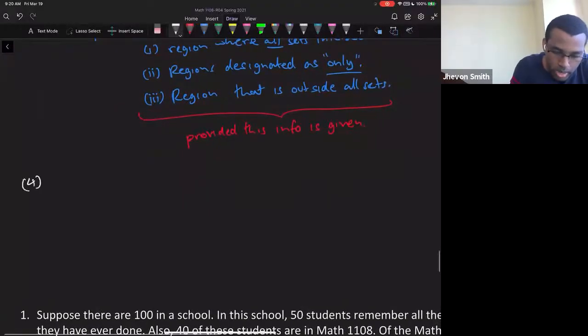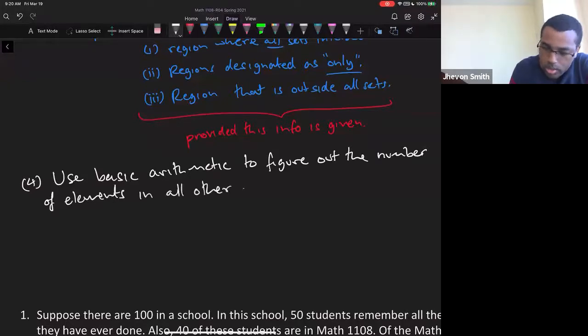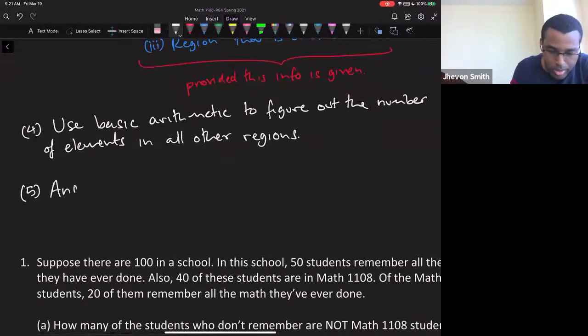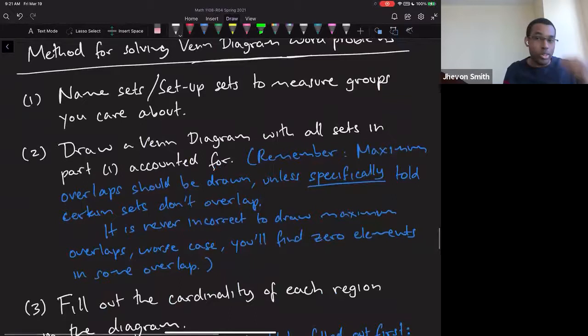Step 4 would be, use basic arithmetic to figure out the number of elements in all other regions. And step 5, answer the required questions. So steps 1 through 4 are just you setting yourself up so you can answer the required questions. So that's a 5-step program to solving Venn diagrams.